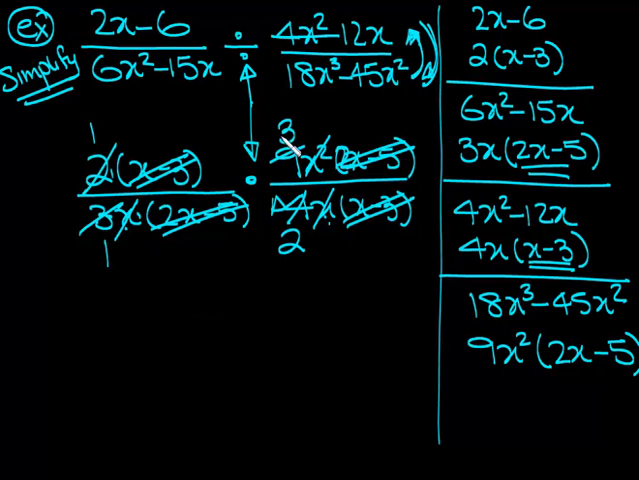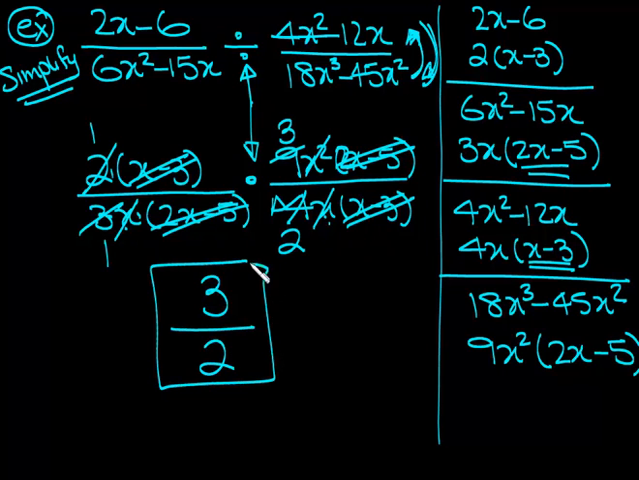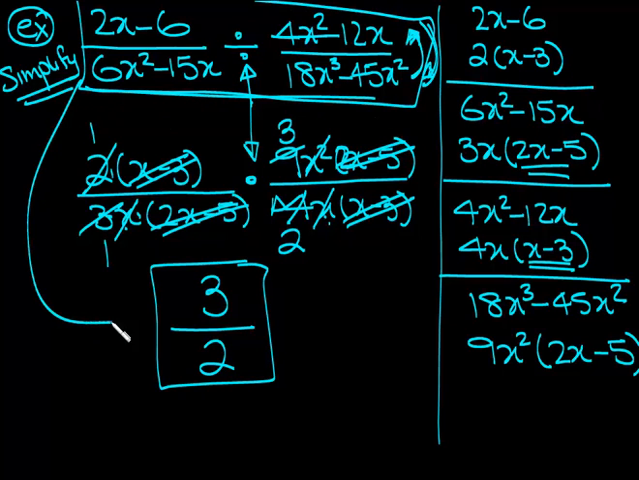So the answer is what? Everything is gone except for the 3 on the top, and everything is gone except for the 2 on the bottom. So you have to appreciate the math that we just did, because this problem, which looked really messy and ugly, is the same thing as this one. So that is kind of nice.